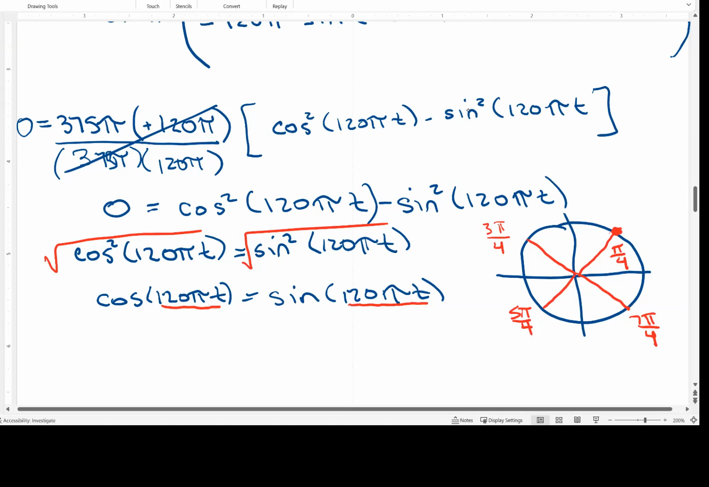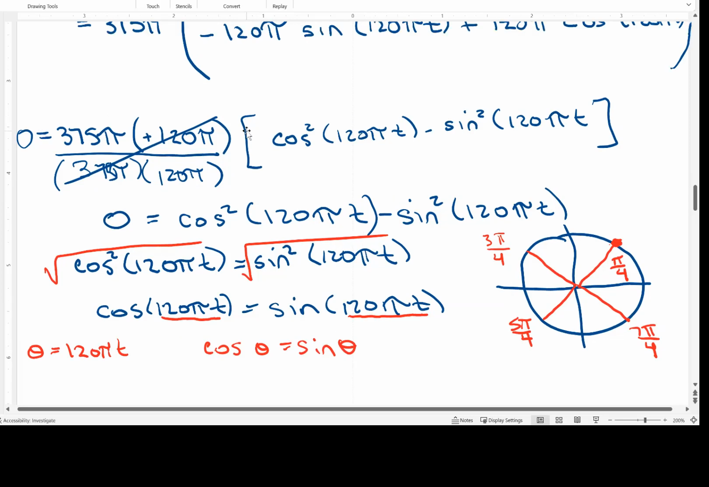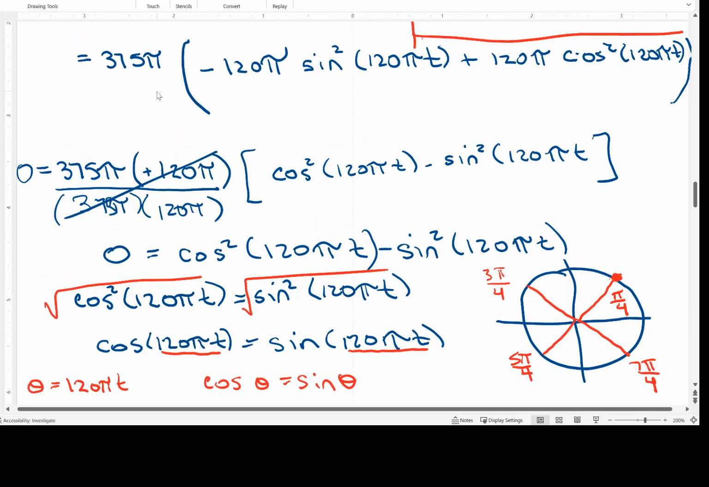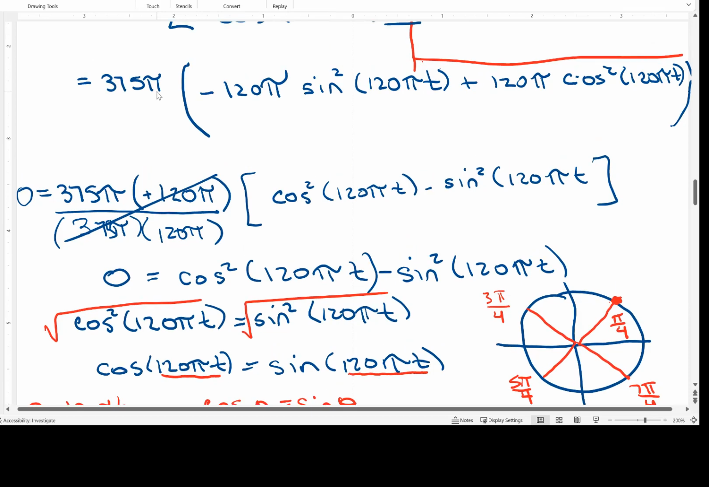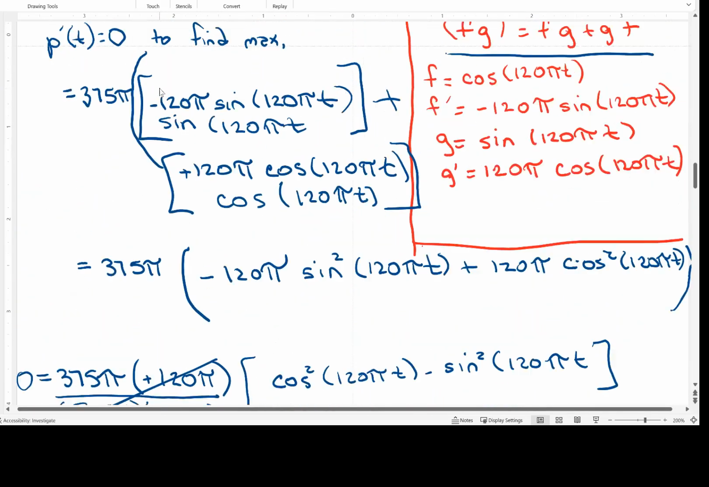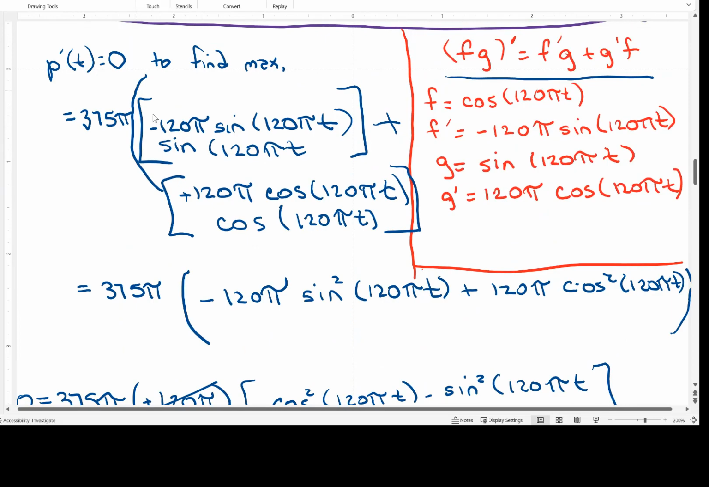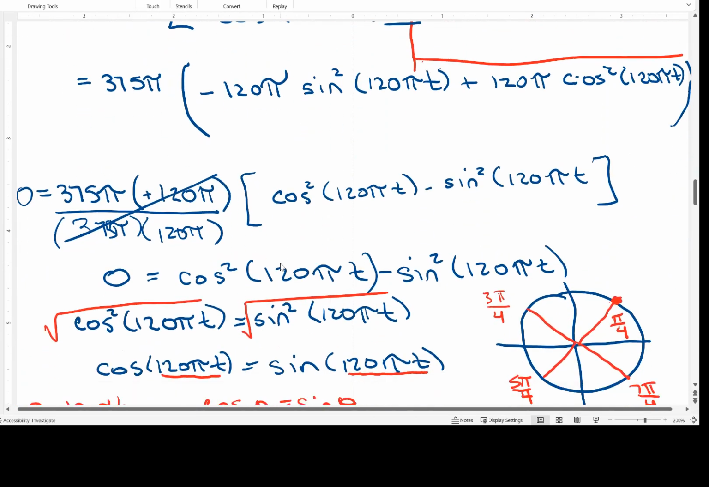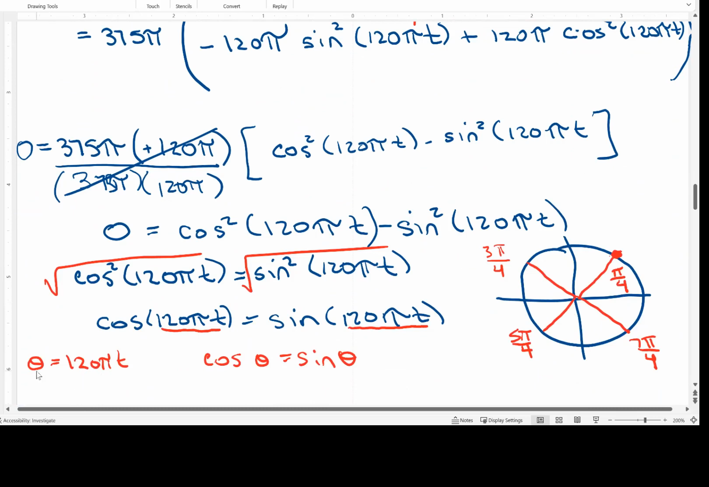How about if we say that theta equals 120 pi t? Then we have cosine of theta equals sine of theta. And now you can see that it's at pi over 4. We're going to put that right back into our original equation, because we now know that the maximum power occurs when this theta, which is 120 pi t, is equal to pi over 4.